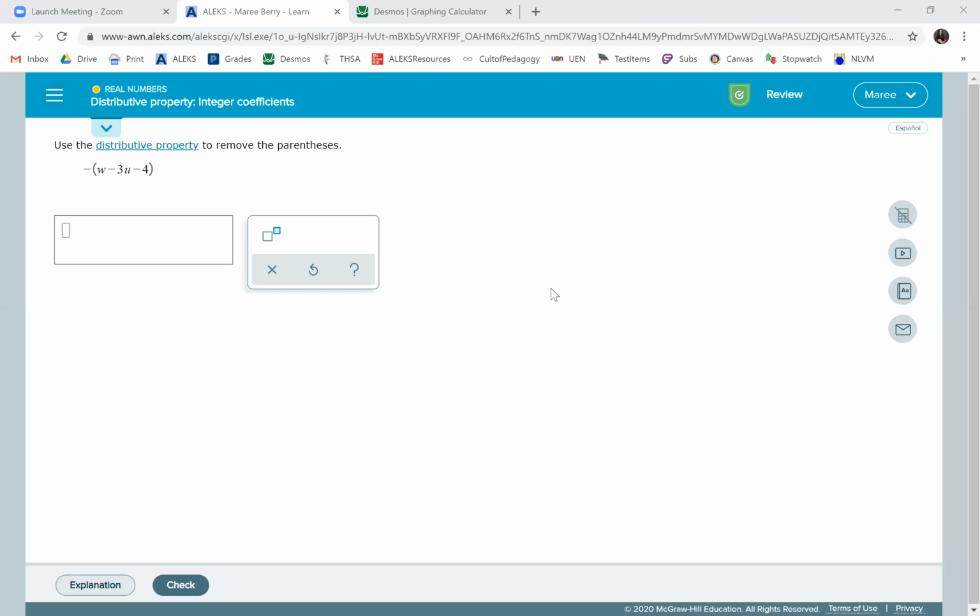We're going to talk about the distributive property. In this particular problem, there is a minus sign outside of the parentheses. That minus sign just means change all the signs of each term to the opposite sign. So if you notice, this W is a positive W, it's just a W, so we just change it to a negative W. We have a negative 3u, so we're going to change it to plus 3u. And the minus 4 is going to go to plus 4.